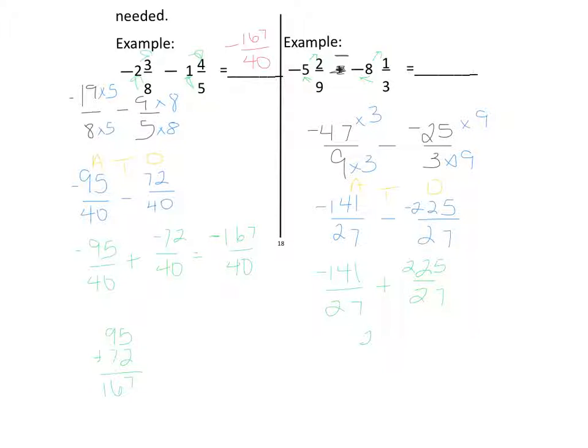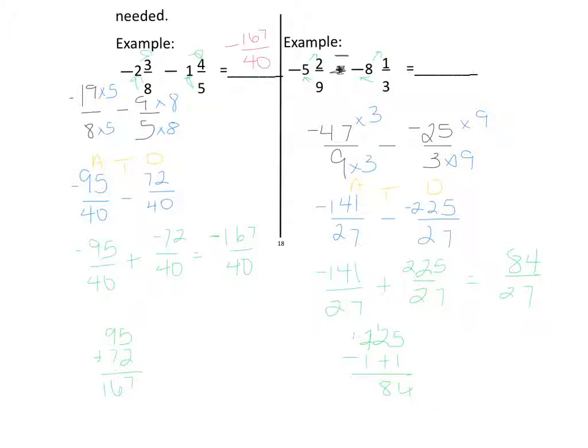225 minus 141. Have to borrow. And we get 84 over 27. Now, we know we can simplify, or we know we're going to have to simplify. So let's check our numbers.